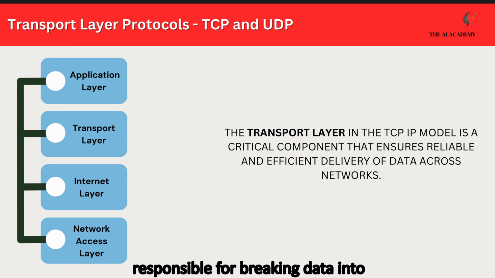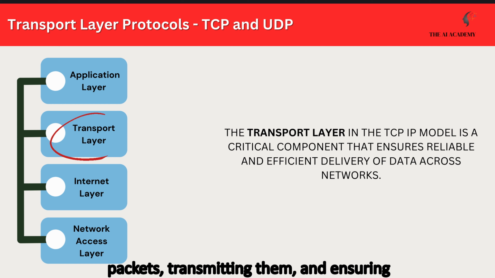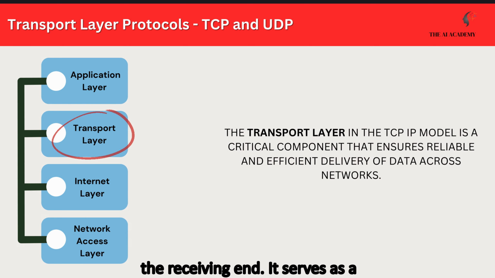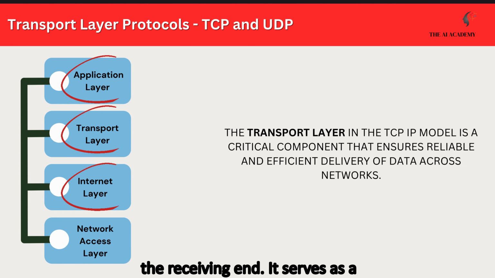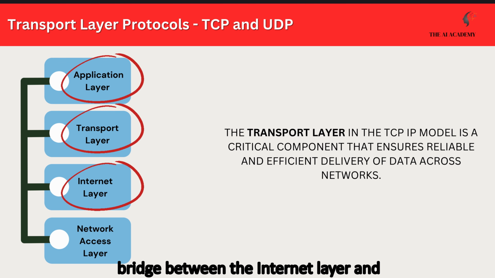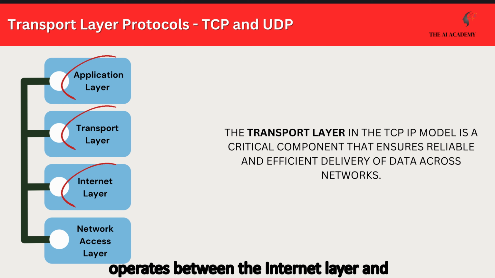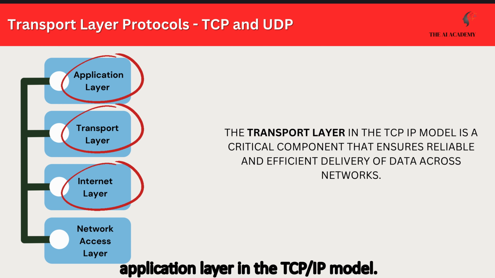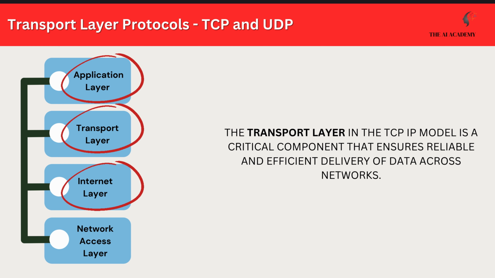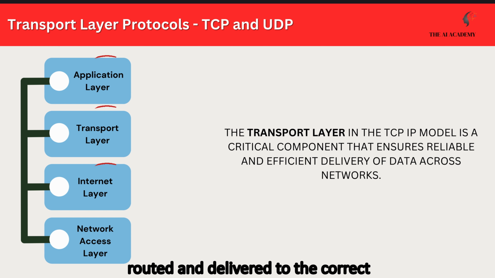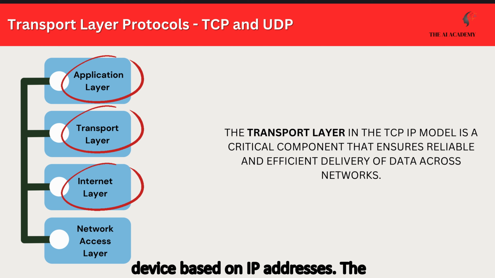This layer is responsible for breaking data into packets, transmitting them, and ensuring that they are correctly reassembled on the receiving end. It serves as a bridge between the Internet layer and application layer, providing end-to-end communication. The transport layer operates between the Internet layer and application layer in the TCP/IP model. The Internet layer ensures packets are routed and delivered to the correct device based on IP addresses.